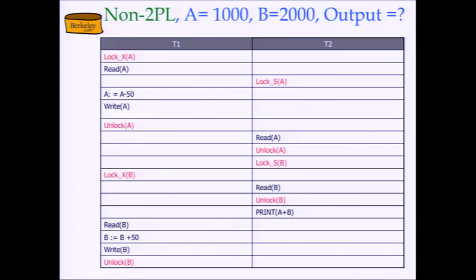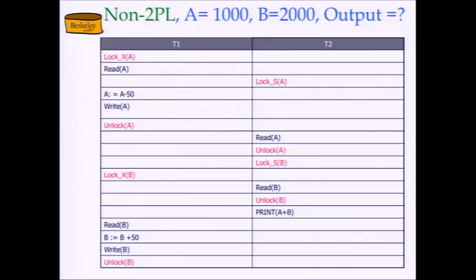The next thing that happens is T1 gets an exclusive lock on B. Okay, that's crazy, but let's say it happens. Now T2 reads B, and it believes that B is what? 2,000. And then it unlocks B, and then it prints A plus B, and that's what goes in the output. 2,950.